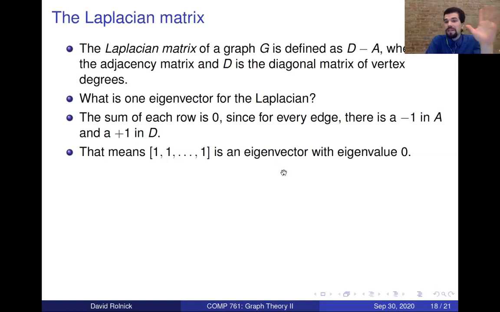Notice that it's perfectly allowed to have an eigenvector with eigenvalue 0. You're just not allowed to have an eigenvector that's 0, because that's silly. If you have a vector that's 0 and multiply that by anything, it's going to be equal to 0. But having an eigenvalue that's 0 is totally fine.